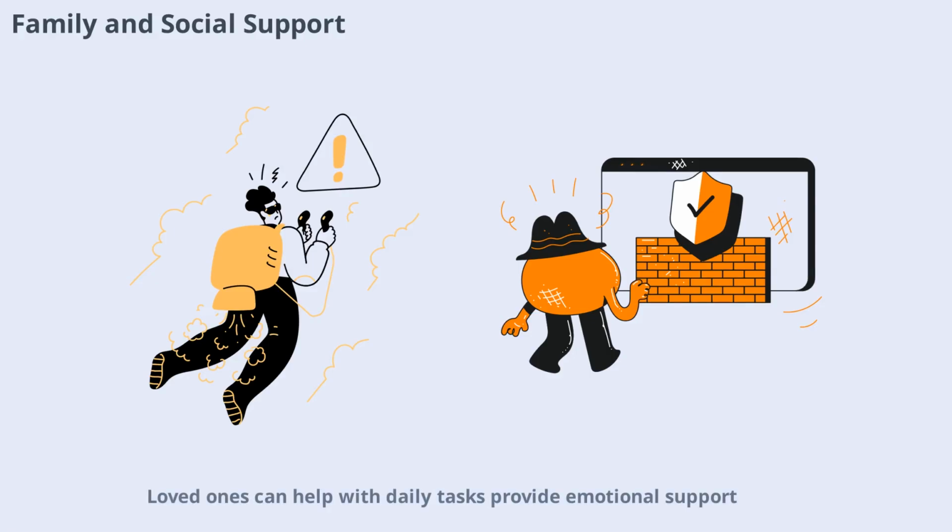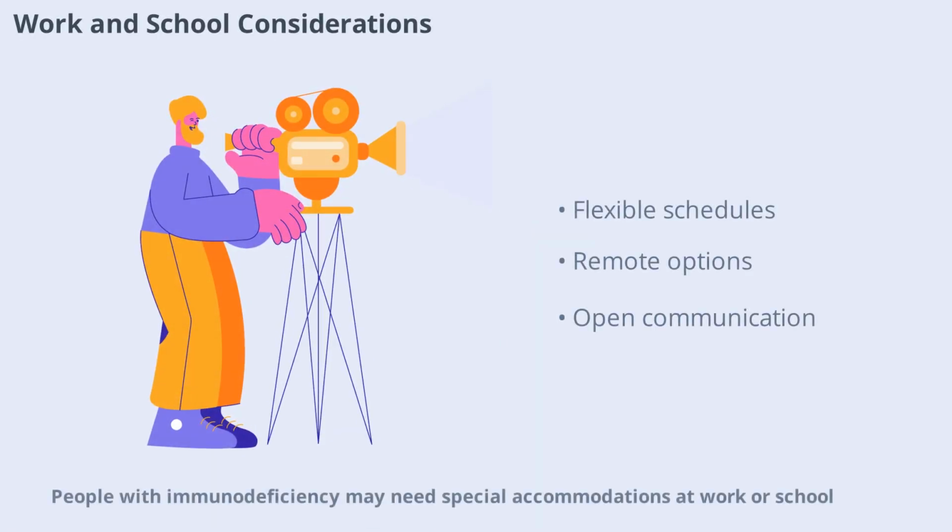Loved ones can help with daily tasks, provide emotional support, and assist with medical care. Building a strong support network improves quality of life and helps manage challenges. People with immunodeficiency may need special accommodations at work or school, such as flexible schedules or remote options. Open communication with employers and educators ensures that needs are met and risks are minimized. With the right support, most people can continue their education or careers.